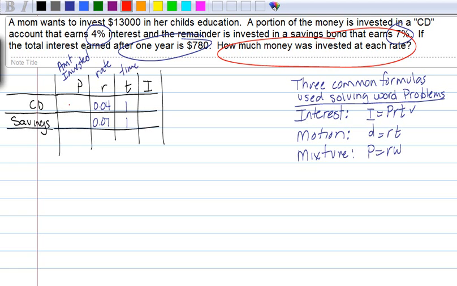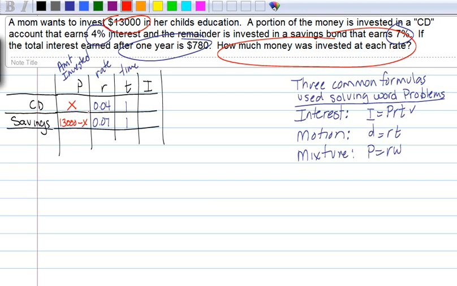And we can put our variable in the first row or the second. So I'm going to randomly just choose the first. I'm going to choose X to be the amount invested in the CD. Our next goal is to figure out an expression for the amount invested in the savings. And I'm going to use the $13,000 for that, because there's $13,000 total. So if there's X in the CD, there would be $13,000 minus X in the savings.